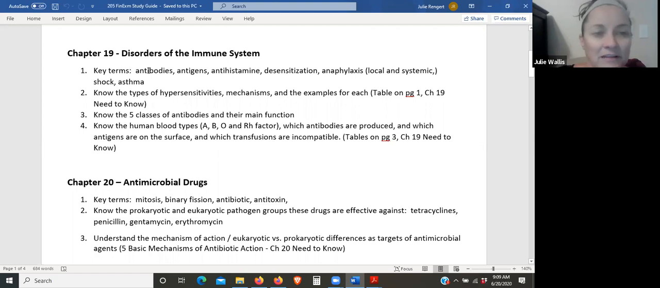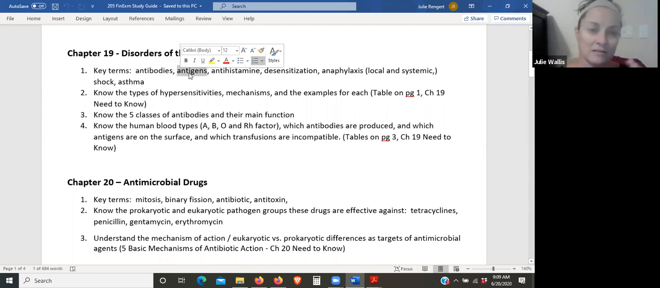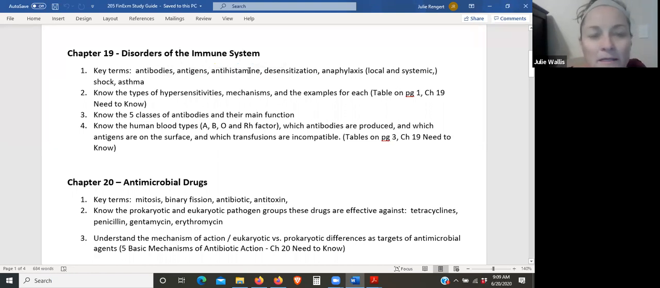You definitely need to know what antibodies are, which are produced by the B cells in response to foreign antigens. Antigens are the proteins on the surface of the pathogen that are recognized by the antibody. An antihistamine is going to prevent inflammation. Histamine is the chemical that causes inflammation to occur.